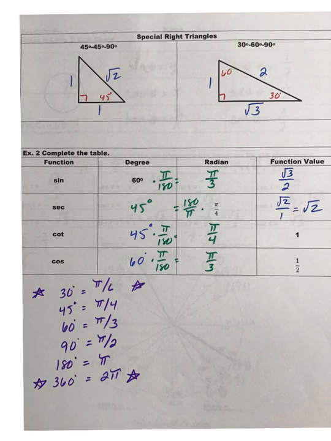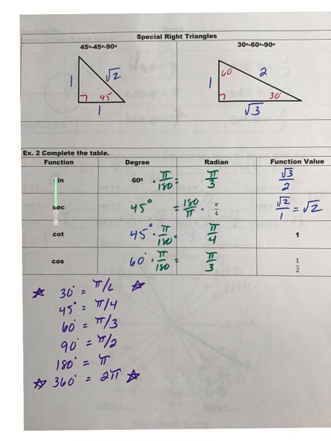The 30-60-90, the sides have a ratio of 1 to root 3 to 2. And be careful though, the shortest leg is opposite the smallest angle. The longer leg is opposite the larger angle. And then of course the hypotenuse is always opposite the right angle. So the 1 and the root 3, 1 has to be opposite the 30, root 3 has to be opposite the 60. All right, so we want to complete the table using these two triangles.